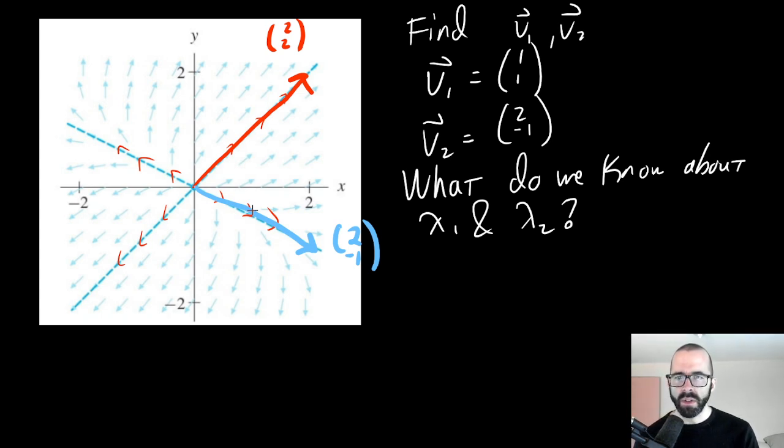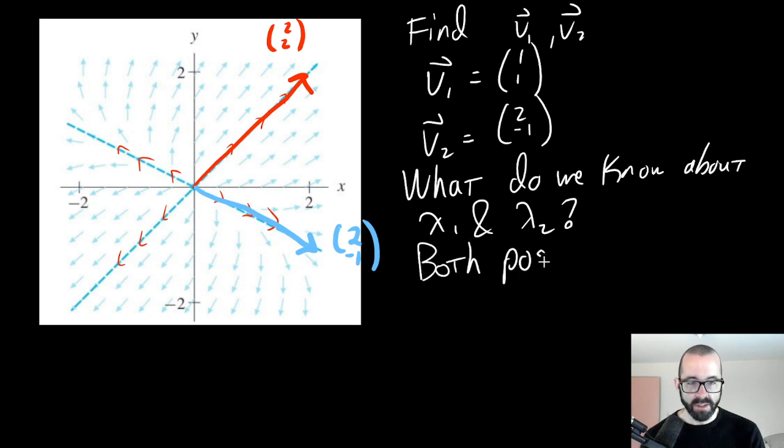Did I draw this correctly? Yeah. Along both of these lines, we're going directly away from the origin. So what does that tell us about lambda 1 and lambda 2? They're both positive.